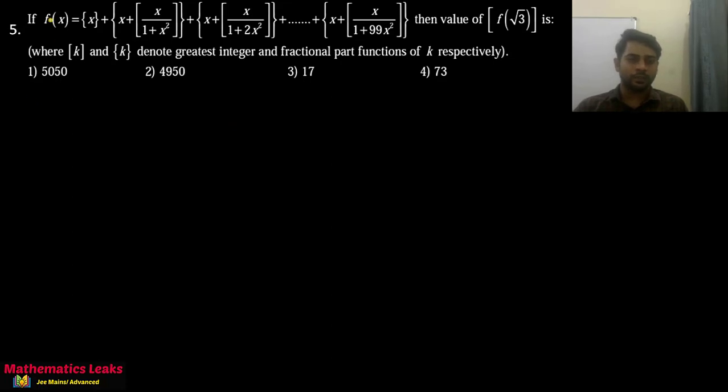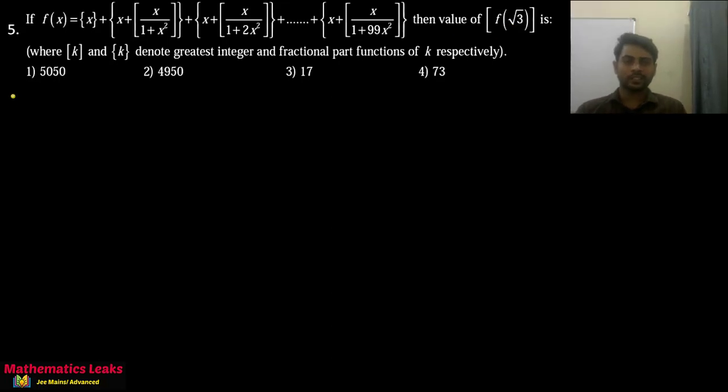Next question is: if f of x is equal to fractional part of x plus fractional part of x plus greatest integer of x upon 1 plus x square, plus fractional part of x plus greatest integer of x upon 1 plus 2x square, dot dot dot, fractional part of x plus greatest integer of x upon 1 plus 99x square, then the value of greatest integer of f of root 3 is. So let's solve it.